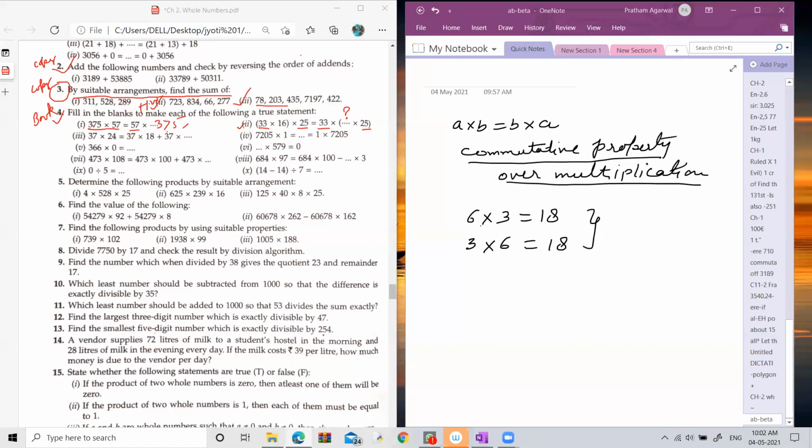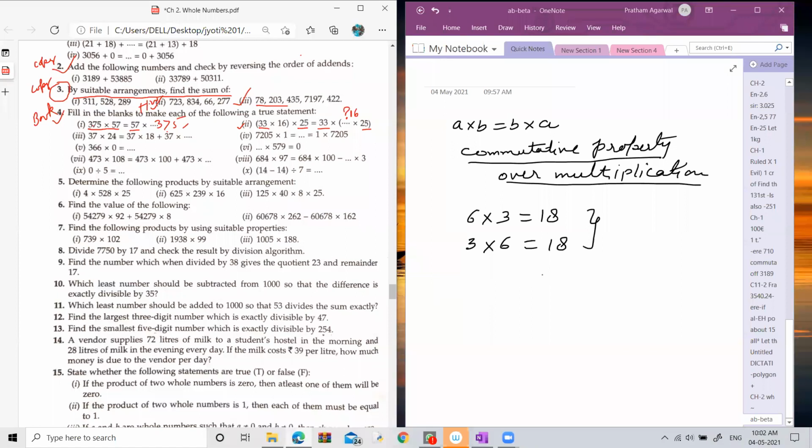Now let's come to the next question. 33 into 16. Kindly keep yourself mute. Okay. So which number do you have to write over here? You have to write 16 one more time because 16 is missing over here. Okay. So which property is this? Can anybody tell me? Question number 4, second part.